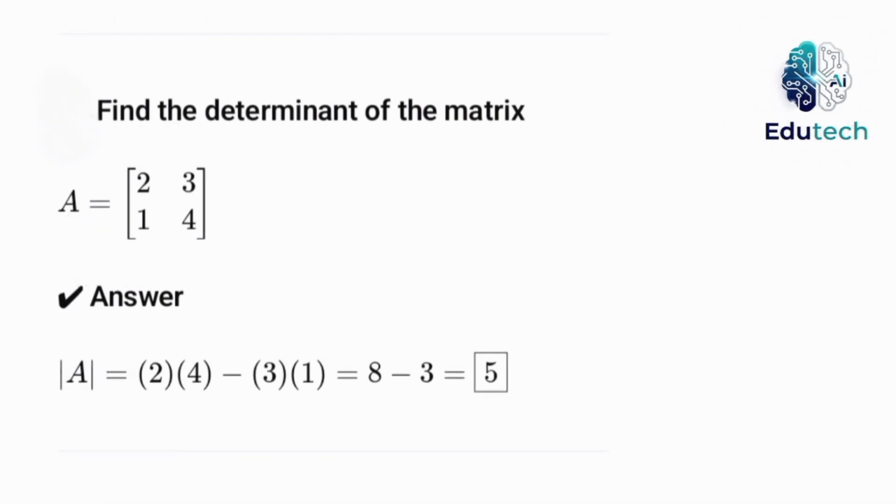Find the determinant of the matrix. A is equal to matrix 2, 1, 3, 4. Determinant of A is equal to, just multiply the diagonals, 2 into 4 minus 3 into 1. So we can get the answer is equal to 5. So we can move to the fourth question.